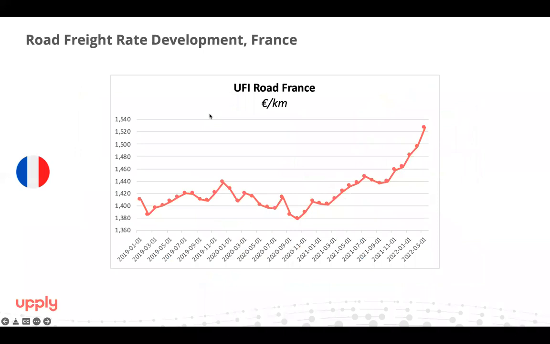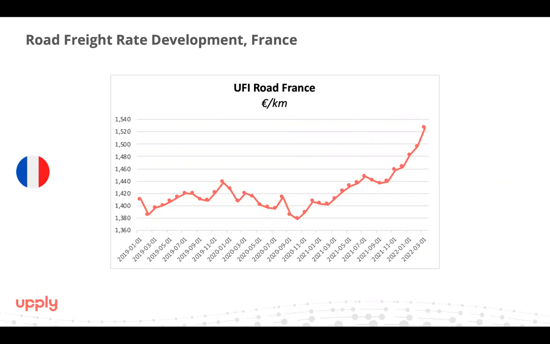I will begin with what we call the UFI Road France index in Upply. UFI stands for Upply Freight Index. This is all the data that we have for a full truck in France in euro per kilometer, and we see here, of course, a very high increase of the average price per kilometer for a full truck in France.